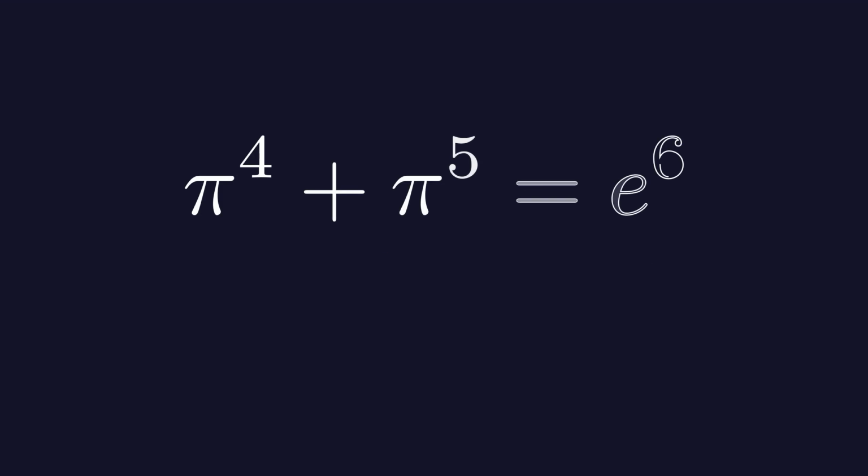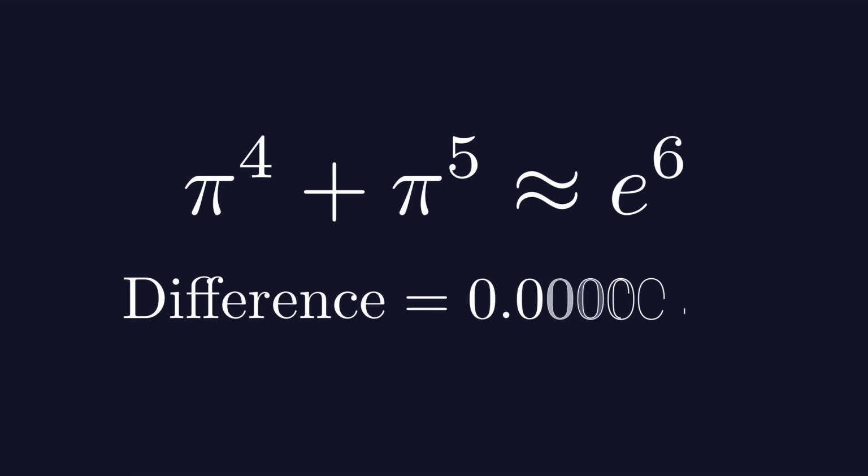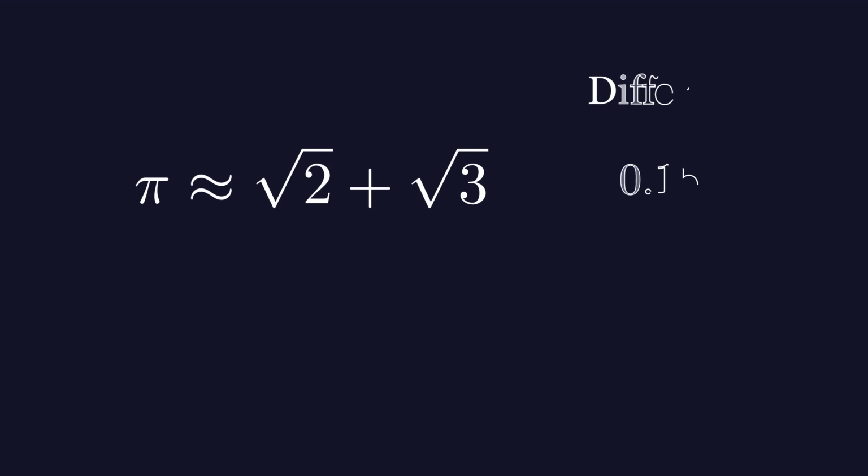If you add pi to the 5th power to pi to the 4th power, you get E to the power of 6. Well, almost. The difference is only 0.000004%. Another way to get pi is to add the square root of 2 and the square root of 3. The difference is only around 0.15%.